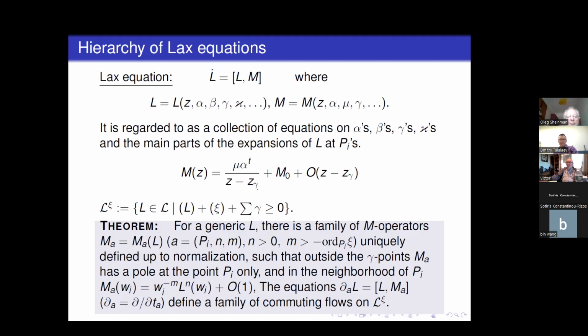Okay. The statement is, first, that such an M operator exists and is unique, and second, but not the least, that the equations d_A L equal to the commutator [L, M_A] define a family of commuting flows on the space L_psi. Here, d_A is the time derivative corresponding to the time t_A, just the parameter of the flow. Good.